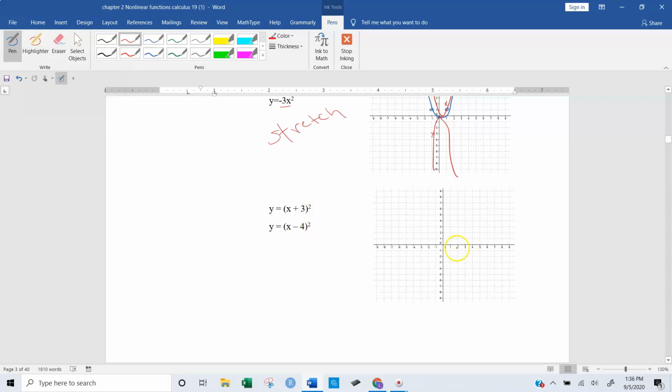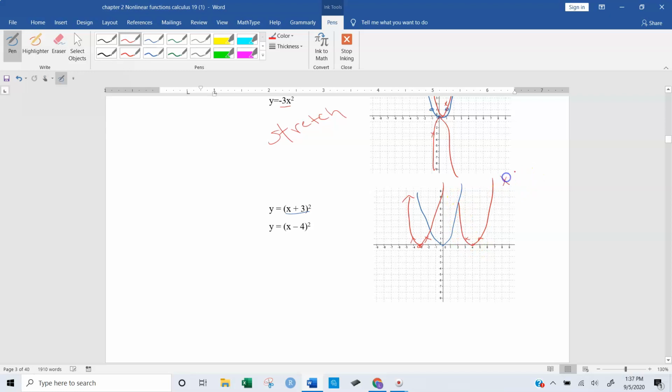Type them in. You should notice that your parent graph, I'll draw it back on just in case you don't see it. So here's your parent. It goes through (1, 1) and (-1, 1). The plus 3 moved the entire graph to the left 3. So it still has the exact same stretch. If you notice, the shape did not change. So it still goes up 1, right 1, and up 1, left 1. The negative 4 moved it to the plus 4, still up 1, right 1, and left 1. And there are your two graphs.